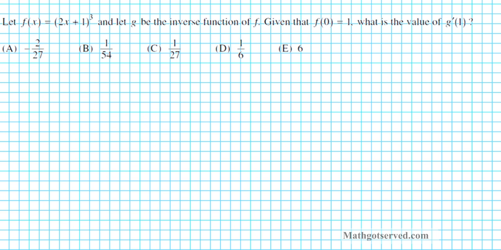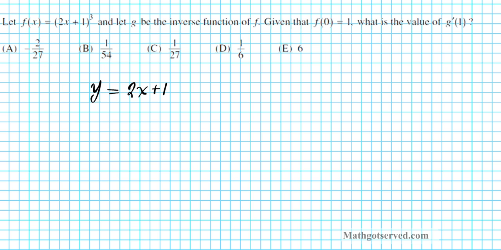All right, let's take a look at the last problem in this part. It says let f of x equal the quantity 2x plus 1 raised to the third power, and let g be the inverse function of f. Given that f of 0 equals 1, what is the value of g prime of 1, the derivative of g evaluated at 1? So let's go ahead and find the inverse of this function first.